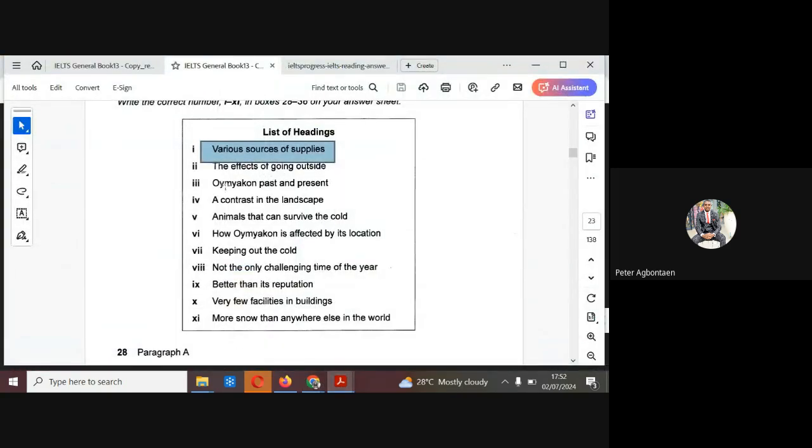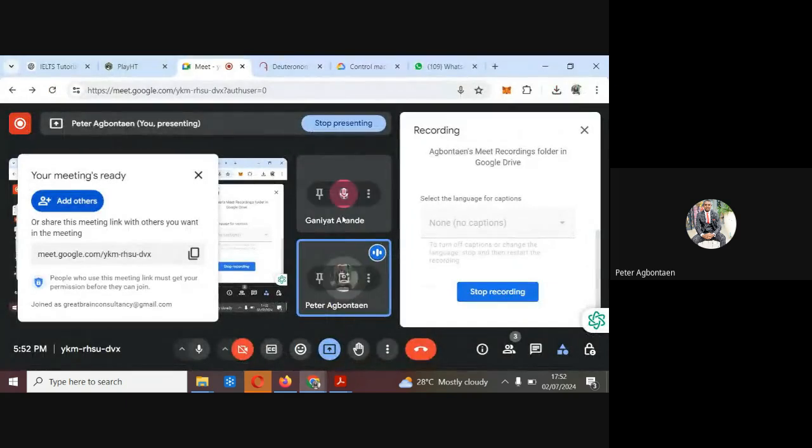And then you have another heading here. They say the effects of going outside. So the implication is from paragraph A to paragraph I, there's most likely a paragraph whose main idea is the effects of going outside. That's the major thing that the paragraph talks about. And just like that, here you have Oyemakan past and present. There's most likely a paragraph here that talks about Oyemakan past and present.